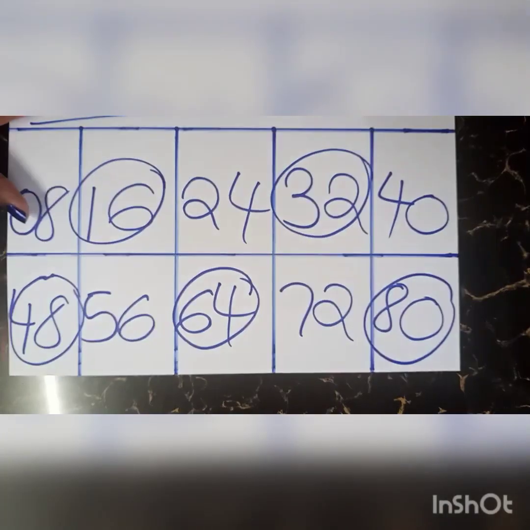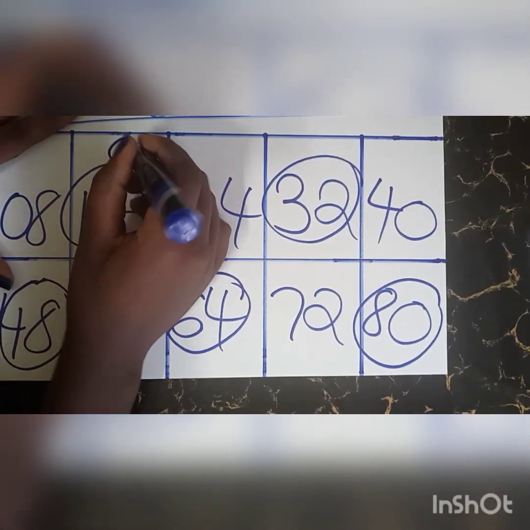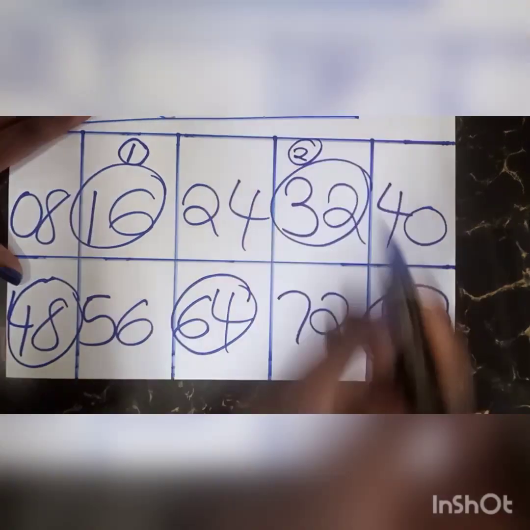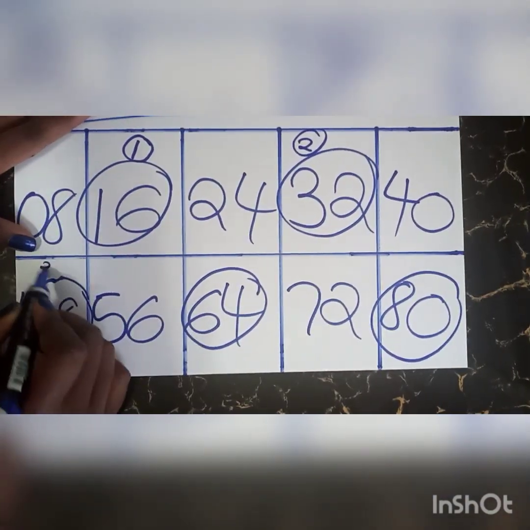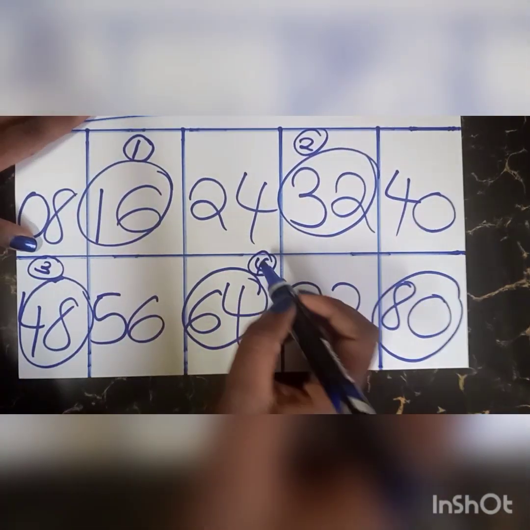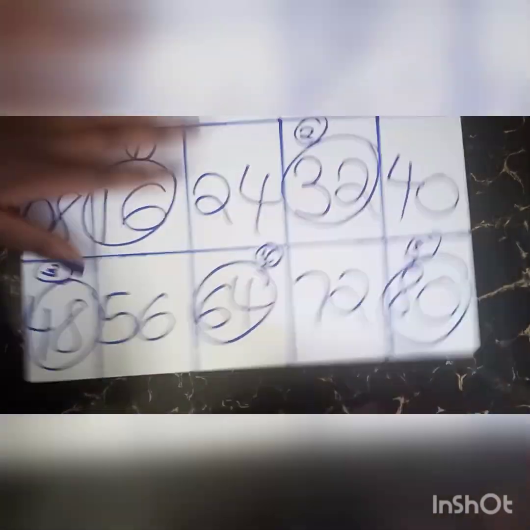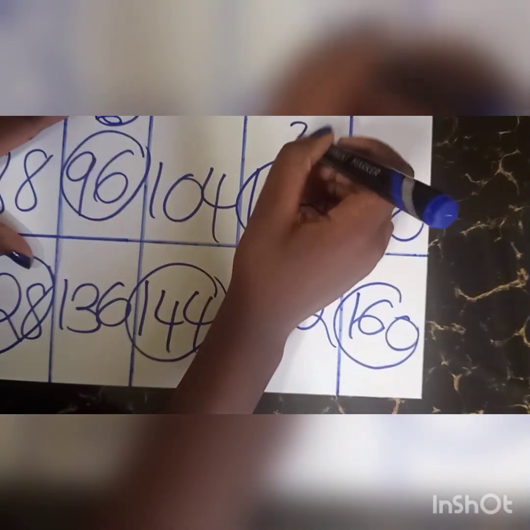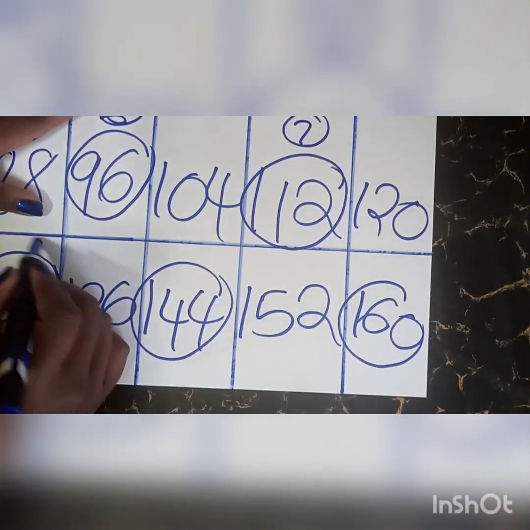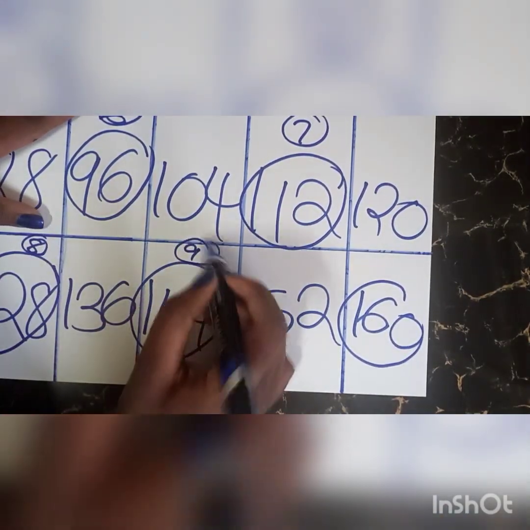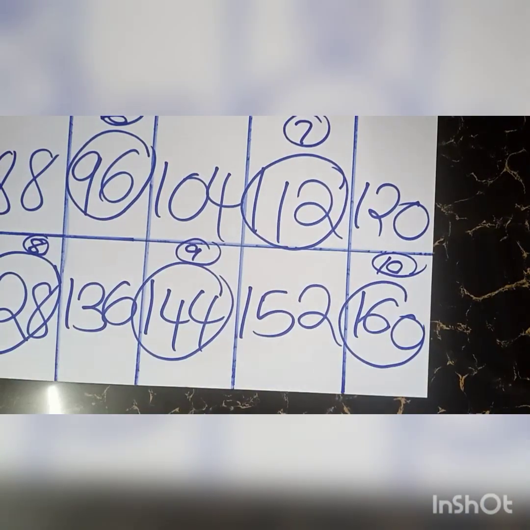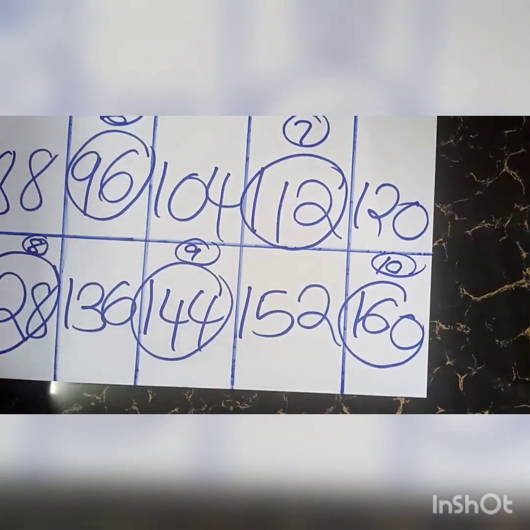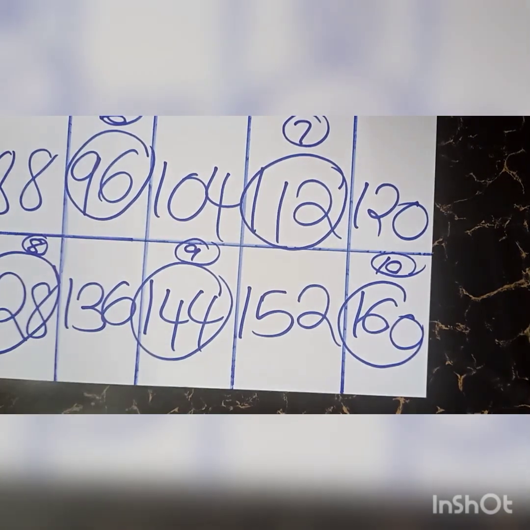Are we together? So this is 16 times 1, 16 times 2, 16 times 3, 16 times 4, 16 times 5. Then we have 16 times 6, 16 times 7, 16 times 8, 16 times 9, and 16 times 10. So that is your table 16.